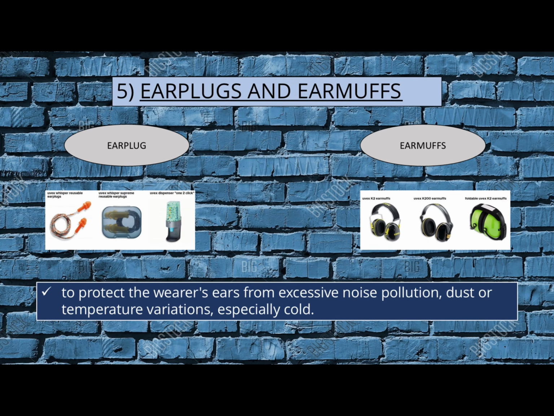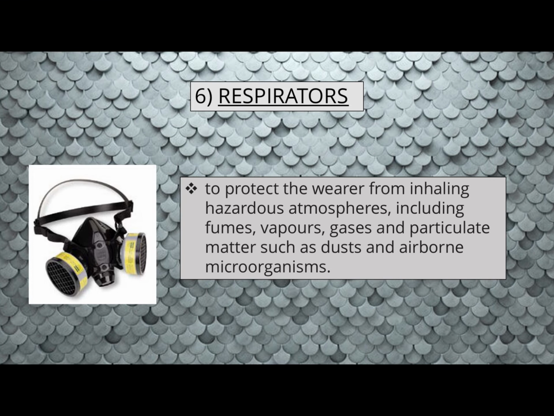Number 5 is earplugs and earmuffs. Earplugs and earmuffs are to protect the wearer's ears from excessive noise pollution, dust, or temperature variation, especially in cold weather. Number 6 is respirators. Respirators are to protect the wearer from inhaling hazardous atmospheres, including fumes, vapors, gases, and particulate matter such as dust and airborne microorganisms.